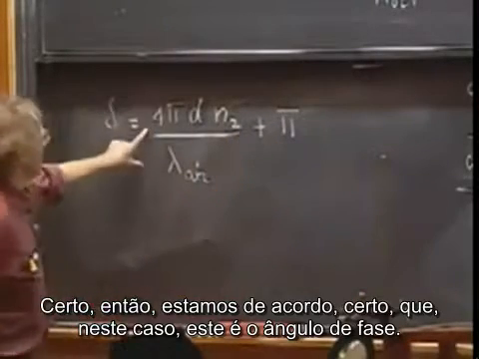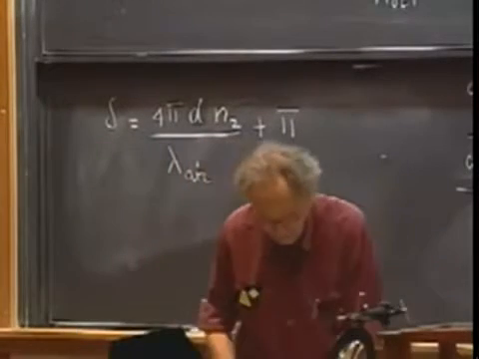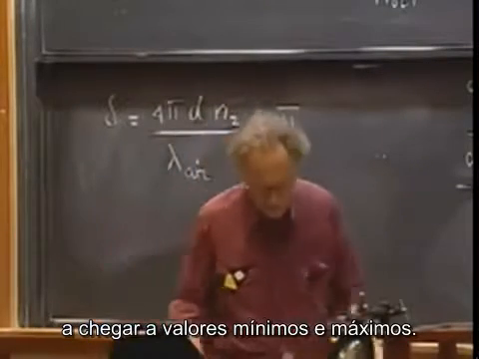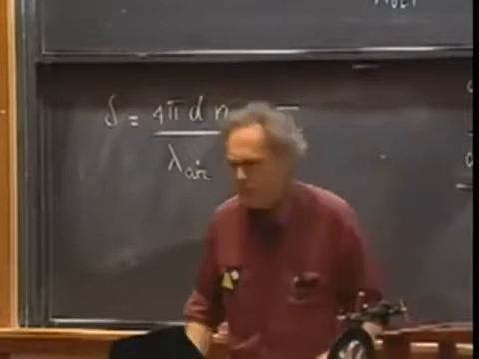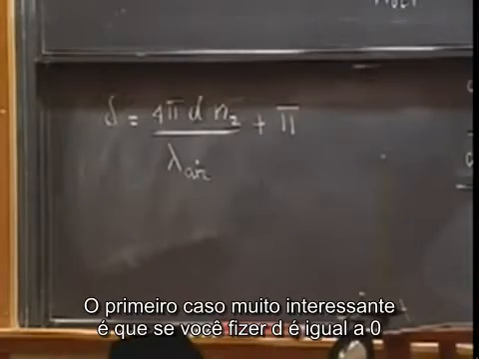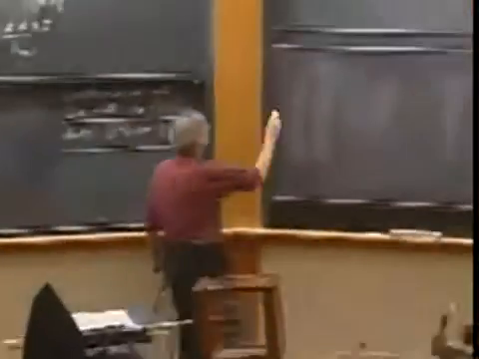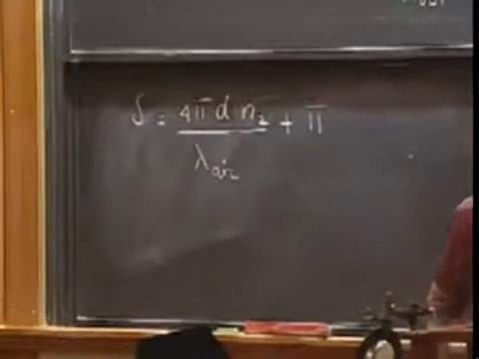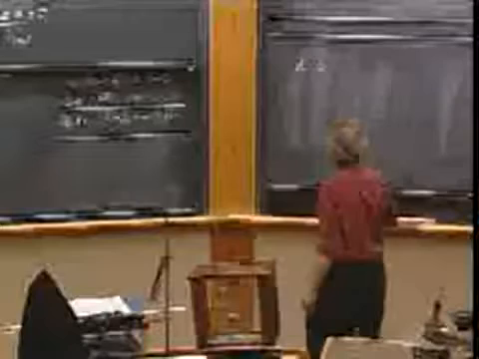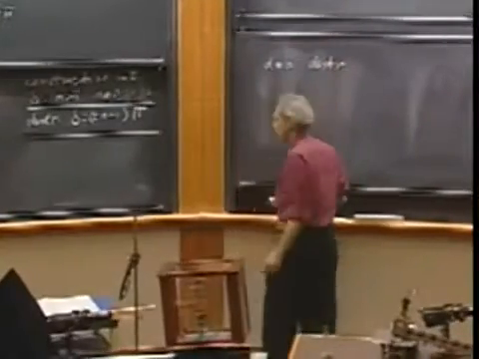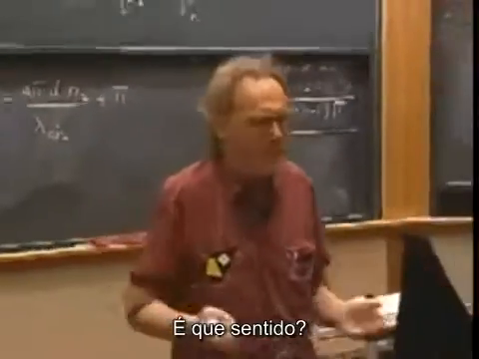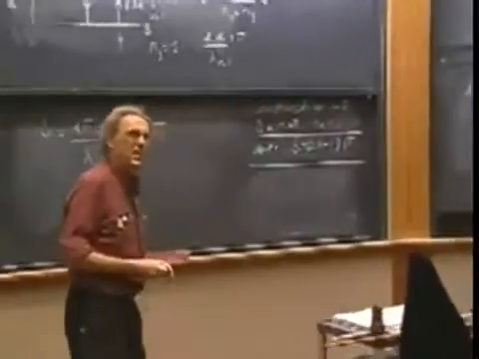All right. So we agree that this is, in this case, the phase angle. So now we're going to ask ourselves the question, what thicknesses are required to get minima and to get maxima? The first very interesting case is that if you make D equals 0, you kill this whole term and you only have pi, so that's destructive interference. So there's no question, destructive. Now you may say, zero film, what kind of nonsense is that? Is that meaningful? Yes, it is very meaningful. I will demonstrate it to you.